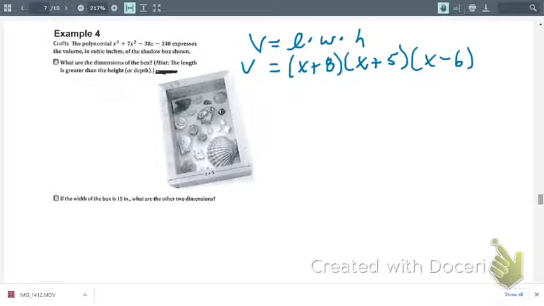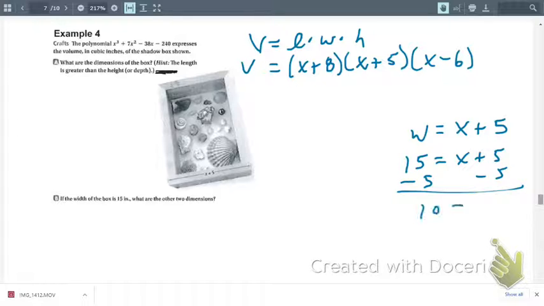Now in part B it says if the width of the box is 15 inches, what are the other two dimensions? So we know that the width equals x plus 5. It tells us the width is 15, so we're going to substitute that in for w. And now we're going to solve for x. So we're going to subtract 5 from both sides. So 10 equals x. I can now compute the other two dimensions.